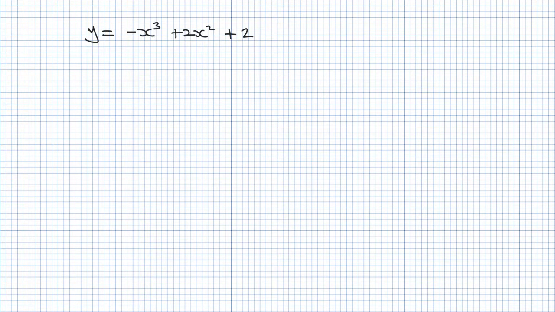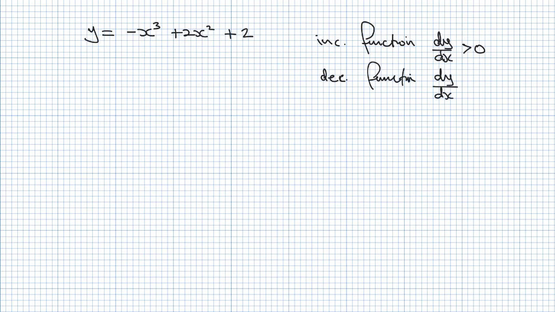Okay, so provided that you've paused the video and you've worked it out, let's see what we've got. So first of all, as you know, if it's an increasing function, then your dy dx will be greater than 0. If it's a decreasing function, then your dy dx will be less than 0. Okay, so you've got quite a few things to work out there, but we'll work it out real quick.